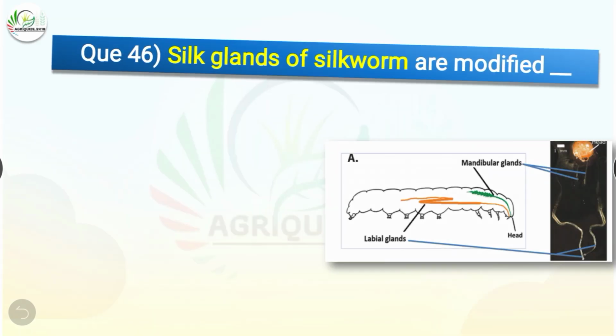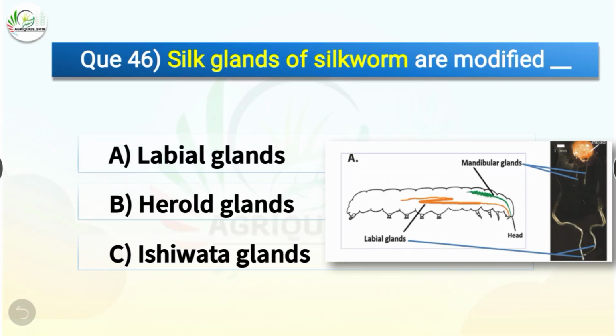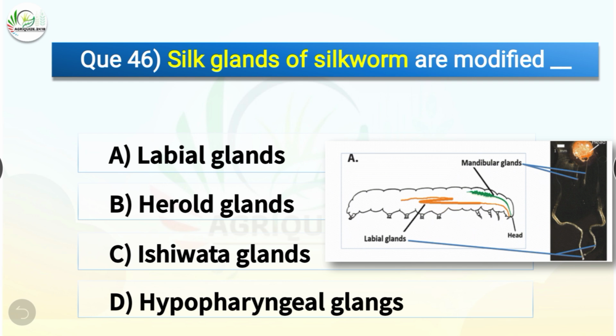Question number 46. The silk glands of silkworm are modified dash. The options are labial glands, Herold glands, Ishihata glands, or hypopharyngeal glands. The correct answer is option A, labial glands. So, silk glands of silkworm are modified labial glands. The mulberry silkworm Bombyx mori has a pair of salivary glands arising from the mandibular segment in addition to the labial silk glands, which are generally considered as modified salivary glands.